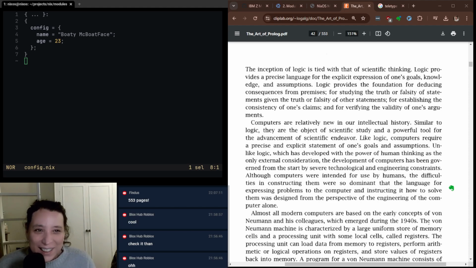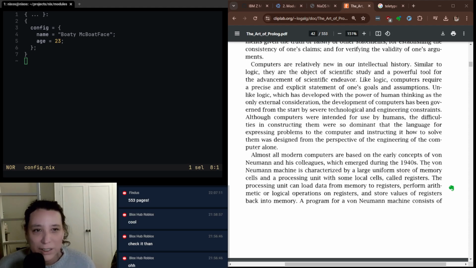The inception of logic is tied with that of scientific thinking. Logic provides a precise language for the explicit expressions of one's goals, knowledge, and assumptions. Logic provides the foundation for deducing consequences from premises, for studying the truth or falsity of statements, given the truth or falsity of other statements. We don't say falsity very often. For establishing the consistency of one's claims, and for verifying the validity of one's arguments.